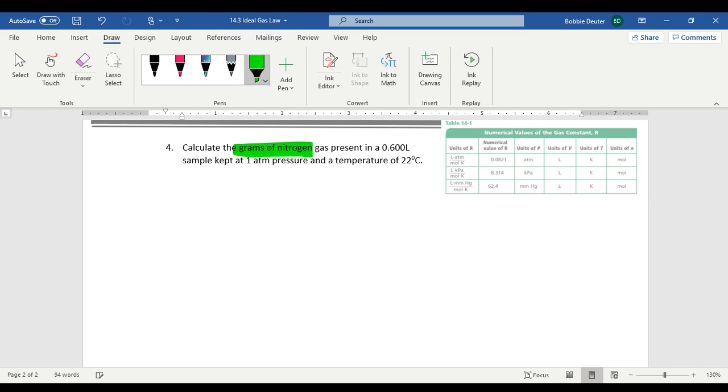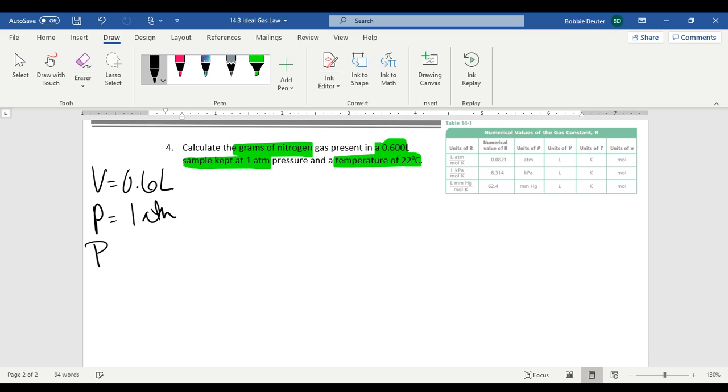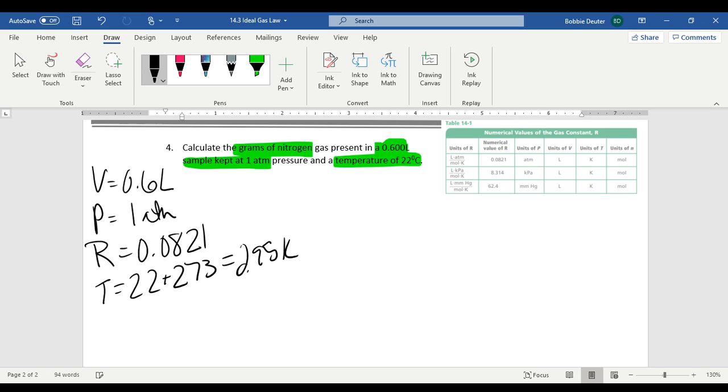It says calculate the grams of nitrogen gas present in 0.6 liters if the sample is kept at a pressure of 1 atm and a temperature of 22 degrees. So let's see what they gave us in this equation. They gave us a volume of 0.6 liters, a pressure of 1 atm, which means we have an R value of 0.0821, and a temperature of 22 degrees plus 273 to get a Kelvin temperature of 295 Kelvin.